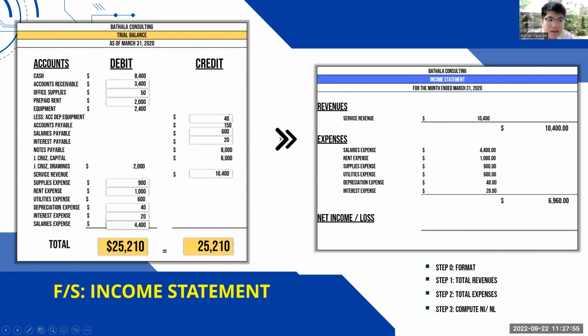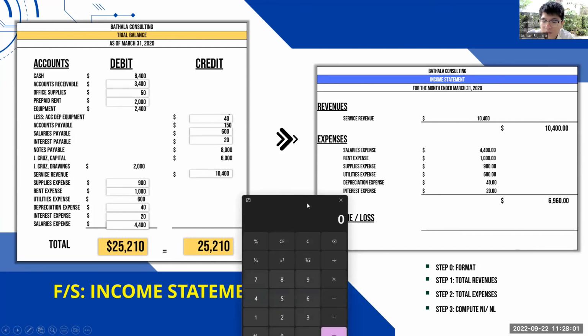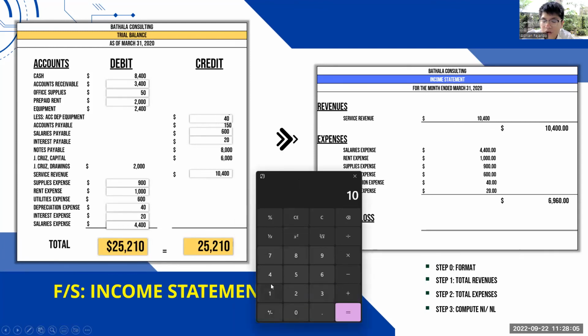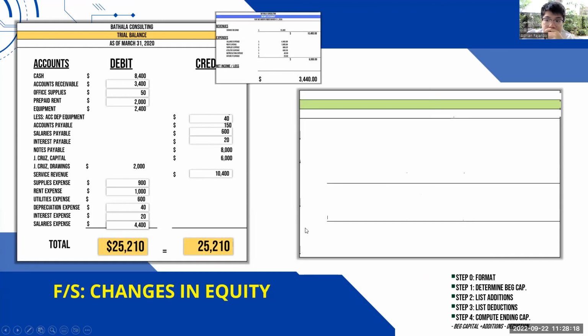So pagbabawasin natin, 10,400 minus 6,960, 3,440. So net income of 3,440, right? So we're done with income statement.